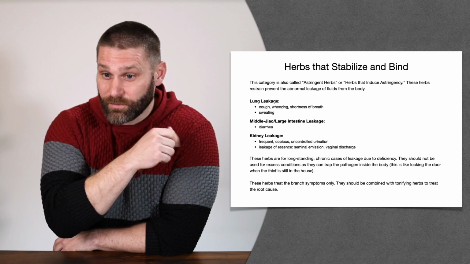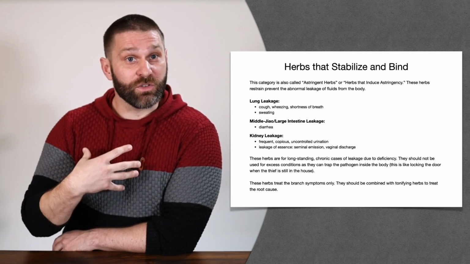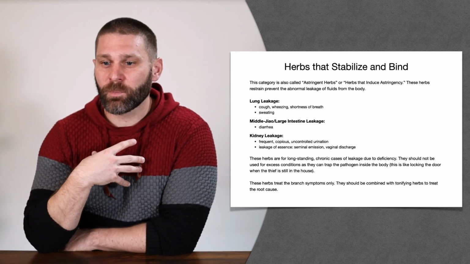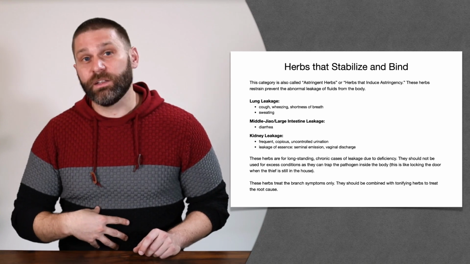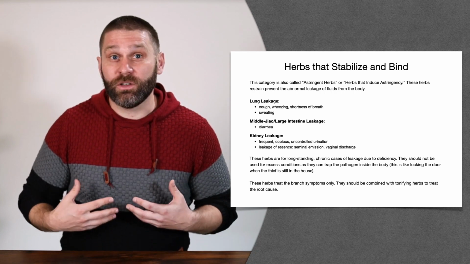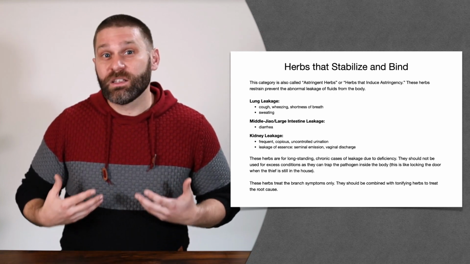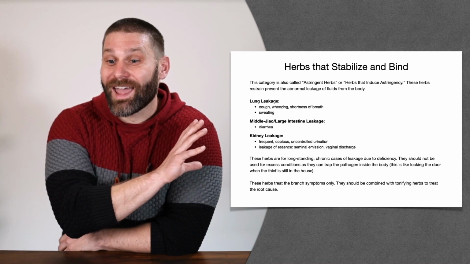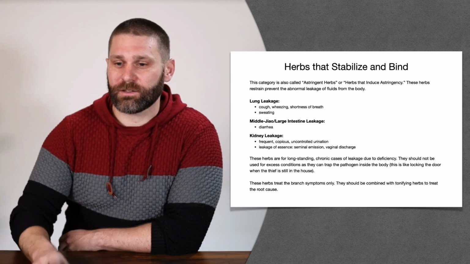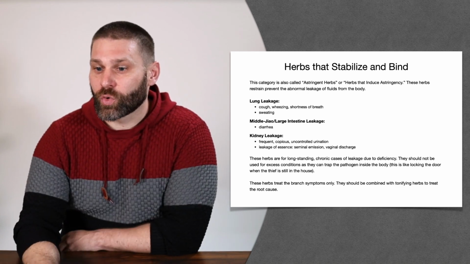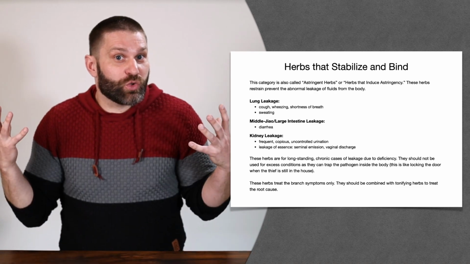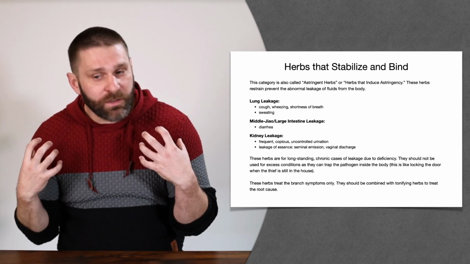We usually talk about 3 different types of leakage. We can have leakage in the upper jiao, lung qi leakage, which is usually sweating, but can also mean things like coughing and wheezing. We can talk about middle jiao or large intestine leakage, and here we're talking about diarrhea. Again, we're talking about more like chronic, long-standing diarrhea due to either spleen qi deficiency or spleen and kidney yang deficiency. Or we could have kidney leakage, lower jiao leakage, things like leakage of urine, leakage of essence, things like that. We use these herbs for chronic, long-standing cases due to deficiency.